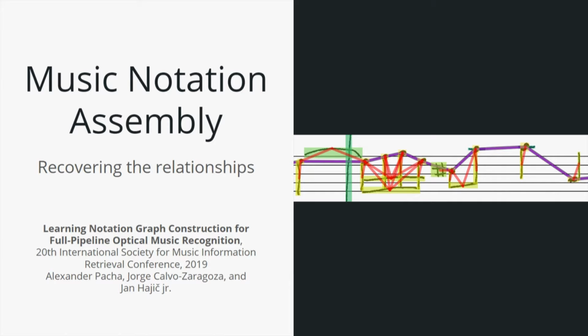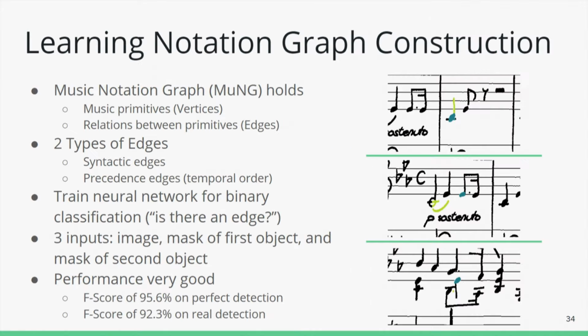Let me give you an introduction here. You can already see it in the image, but basically you have a graph, and that graph holds music primitives that come from the detection. Those are the vertices of the graph, and the relationships between those primitives are the edges. We propose to have two different types of edges: the syntactic edges that refer to objects that belong together. For example, a note head and a stem can belong together. And there are precedence edges, which define the temporal order.